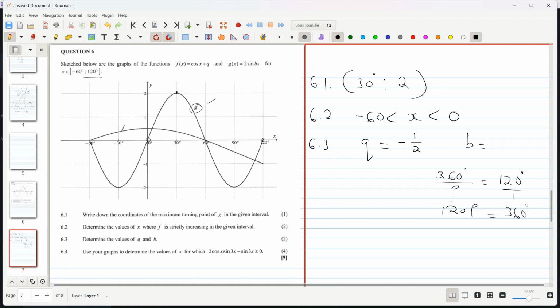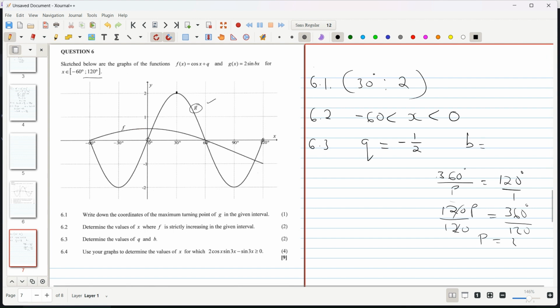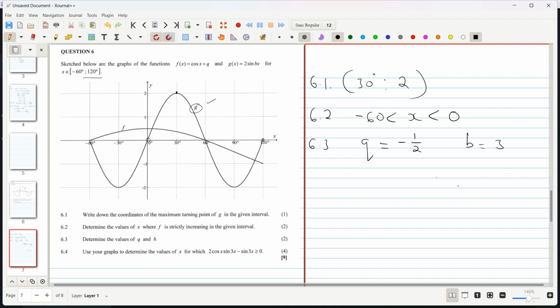When we divide, you'll get 3. So it means the period has to be divided by 3. So it means that our value for B will be 3. So we need to divide 360 by 3 to get the period of 120. Okay? So that's our value for B.